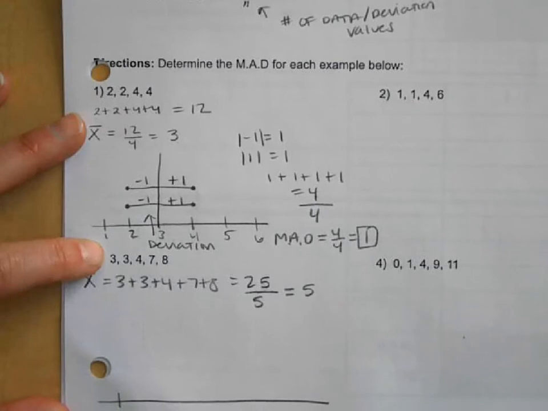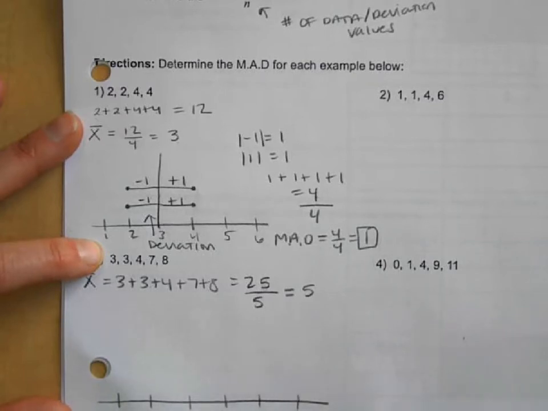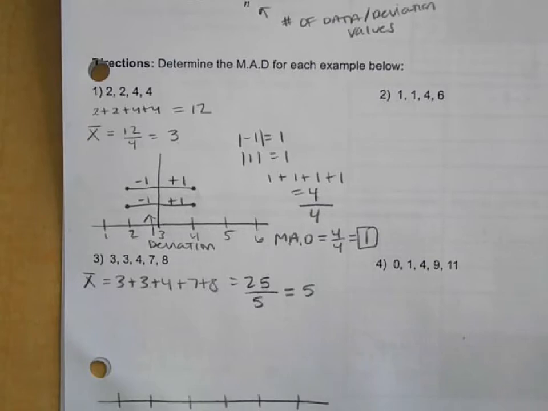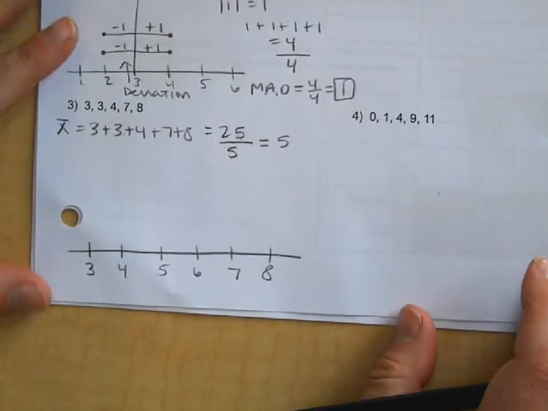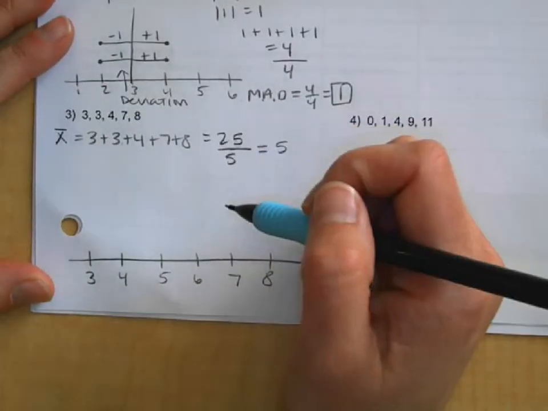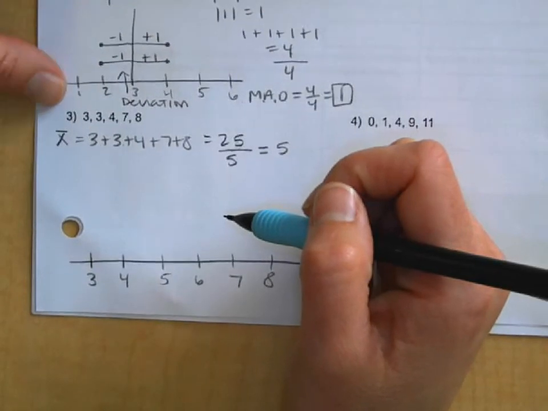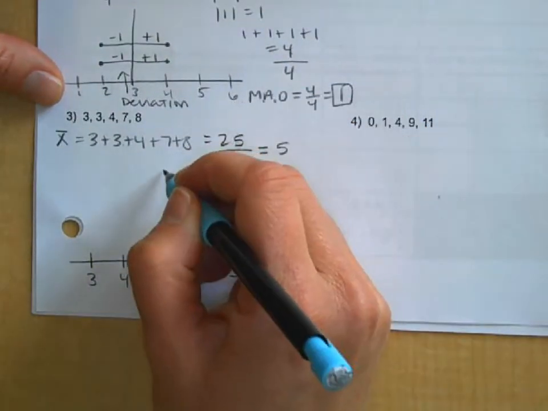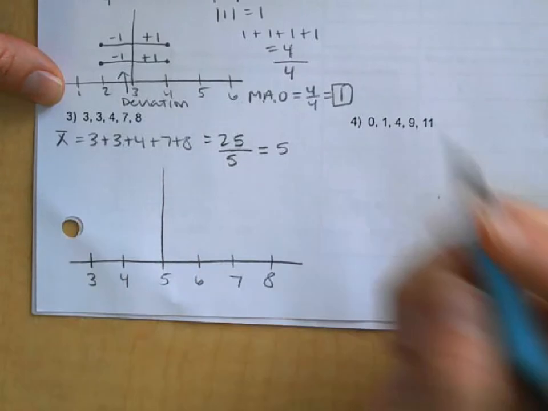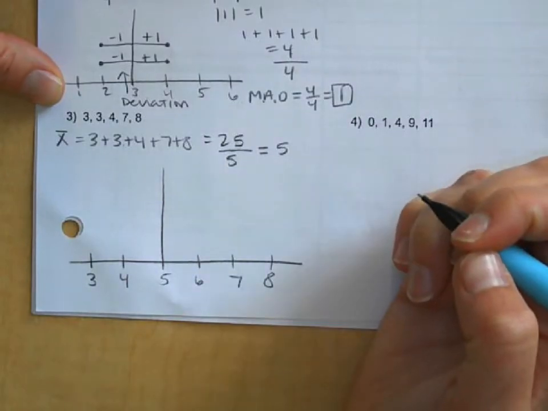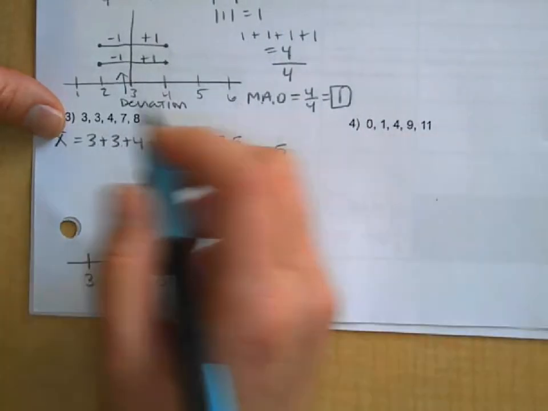That's going to include all of my values. So I have to start off with 3, making sure that I include it. I have to go all the way up to number 8. Okay, so now that I have drawn my number line, I now need to make a vertical line through the mean. My mean was 5, so I'm making my vertical line through the mean.